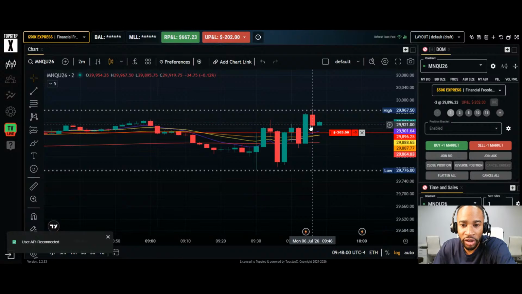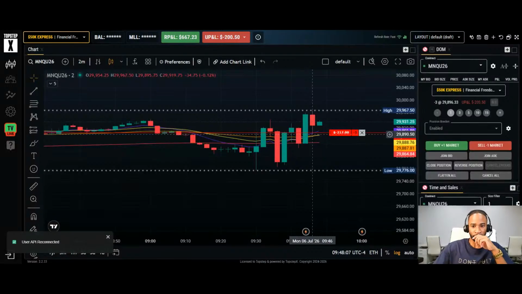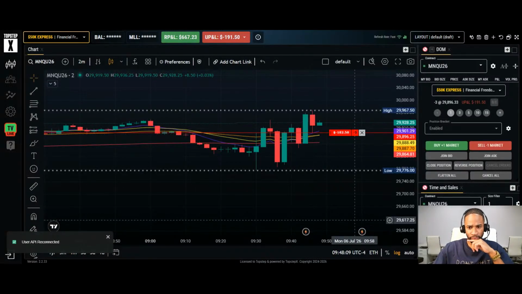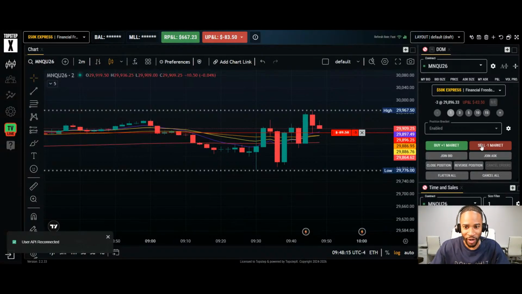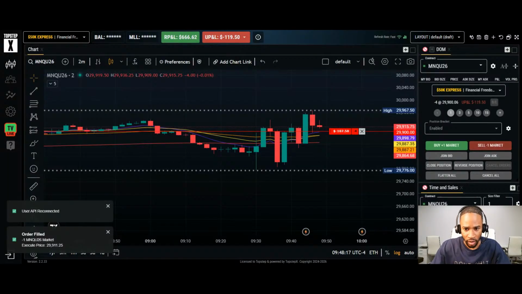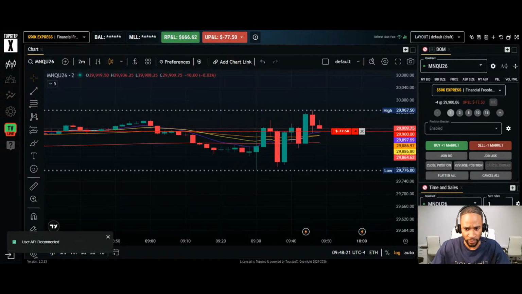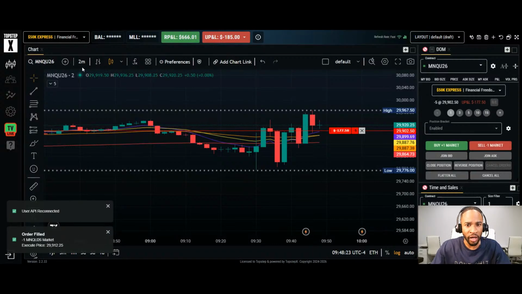If we drop below this 2-minute candle right here, that's going to be confirmation to add more to my current position. That's going to be confirmation. All right, family, let's go. All right. Order filled. Let me add one more right here. Come on. Come on. Let me add one more. Order filled. Holding 5 contracts right now, family.